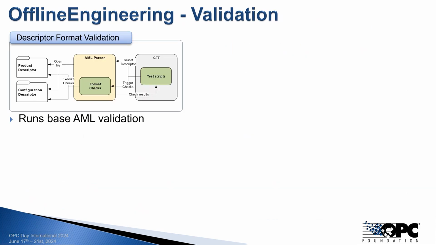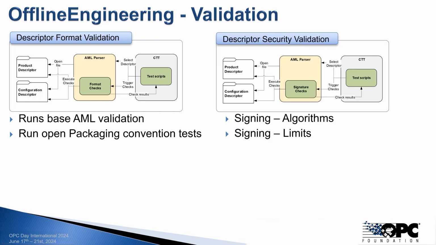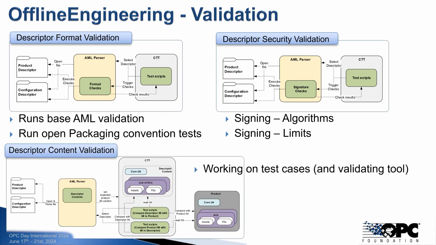What we currently provide is that we can run sort of base AML validation. We can test that these AML files are Open Packaging Convention files, so we test the Open Packaging Convention pieces. We can also do some level of security testing, so descriptors are signed, and we can check the signature pieces of the files. We're still working on a whole lot of other test cases for the actual content of the file.